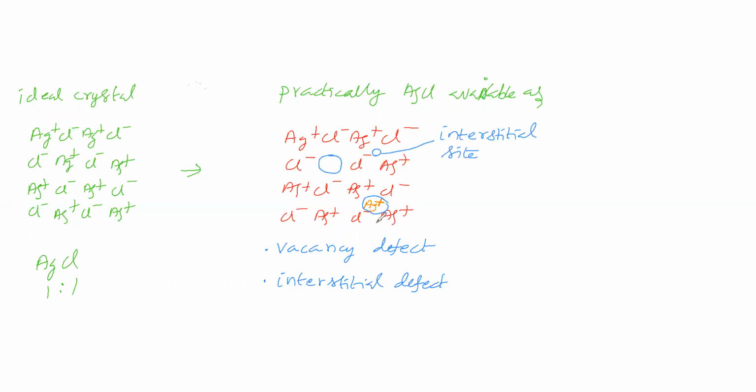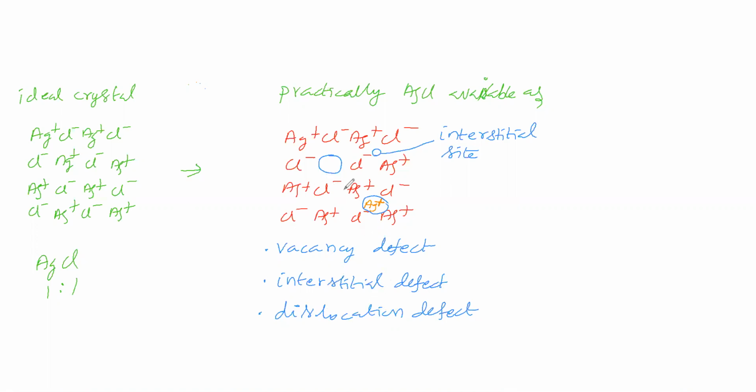Therefore, we can call this a dislocation defect. Dislocation defect in the sense of a change in the position, not being in the actual position. So we call this a dislocation defect, because of a change in the position.